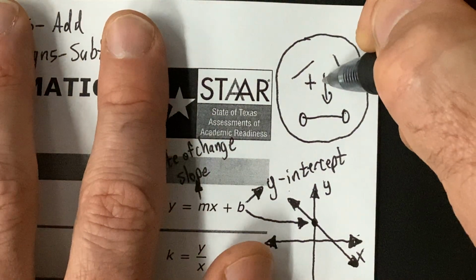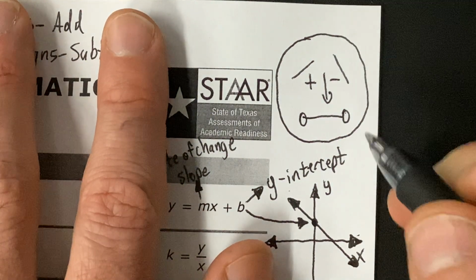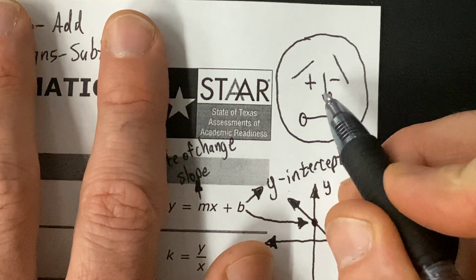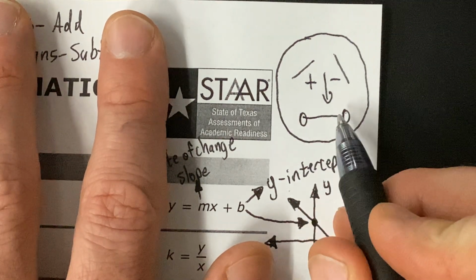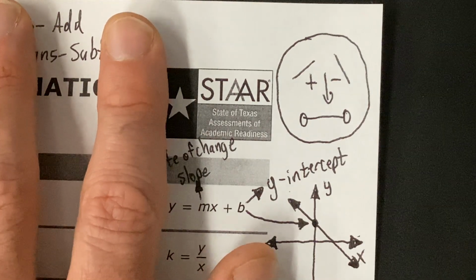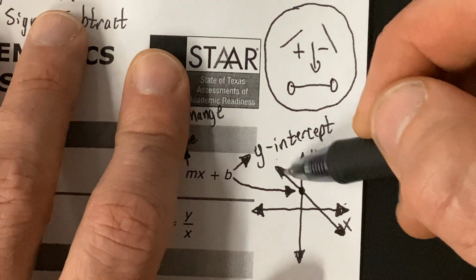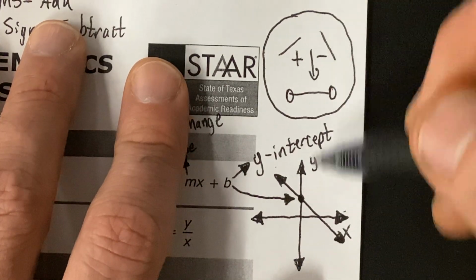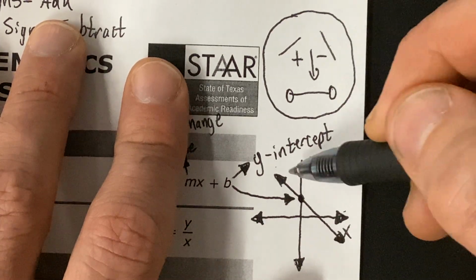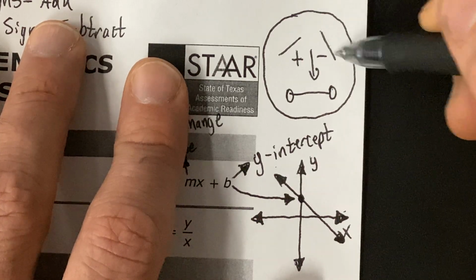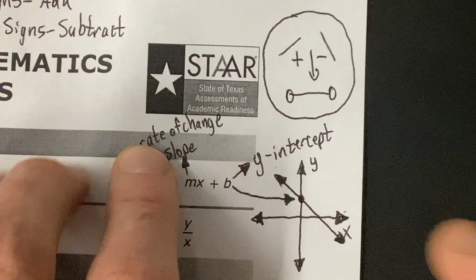But if a line's going straight up and down, what kind of slope does it have? Undefined. This is like a U for undefined. And if a line's going straight across, what kind of slope is it? Zero. It's a slope of zero. No slope, okay? Now, this line that I drew down here, what kind of slope does this have? Negative. It's going downhill. So this is like this eyebrow here. It's negative slope.